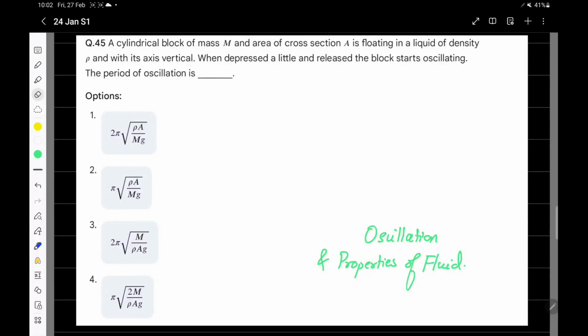Hello students, we are solving a question on oscillations. This also involves some concepts from properties of fluids. This is from 24 January shift 1, JEE Mains 2026.